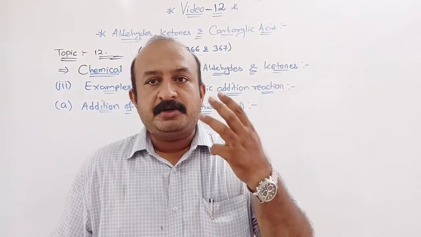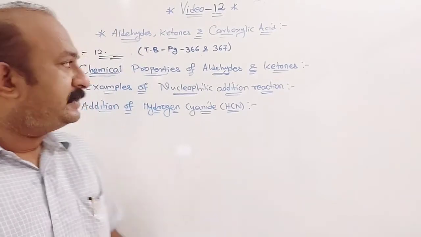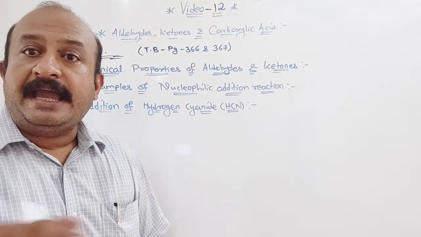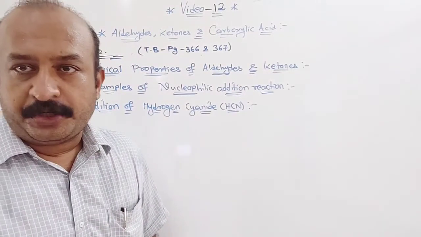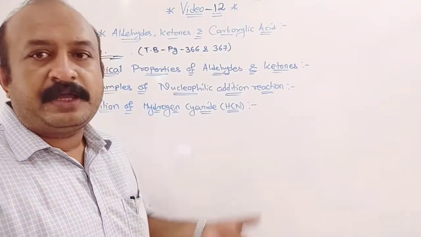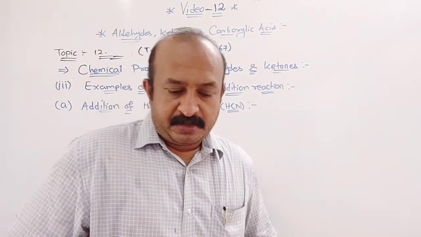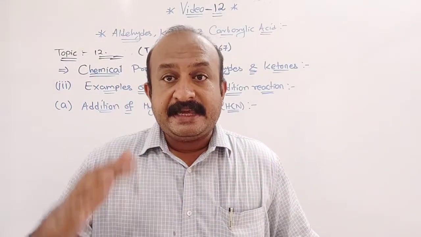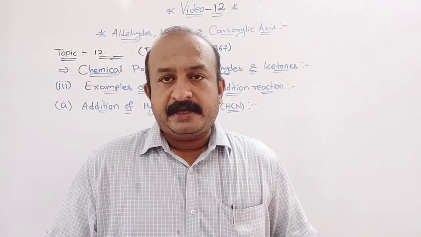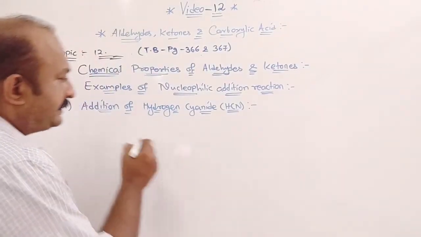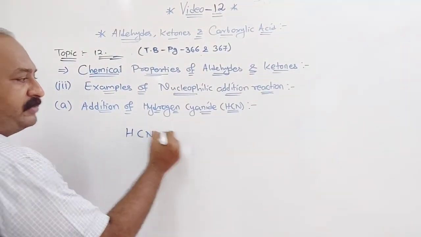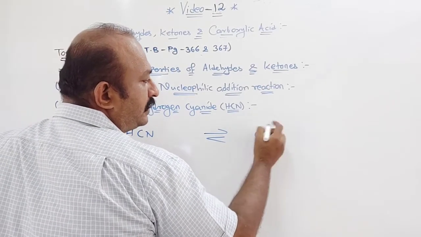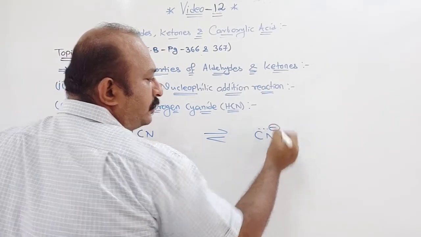Today we are going to discuss the third chemical property, that is examples of nucleophilic addition reaction, in which we are going to study the addition of hydrogen cyanide. Right? So what happens in this case? Whenever an aldehyde or a ketone is treated with HCN, the reaction is very slow. Right? Because from HCN, we get a nucleophile. Understood? From HCN, we get a nucleophile.